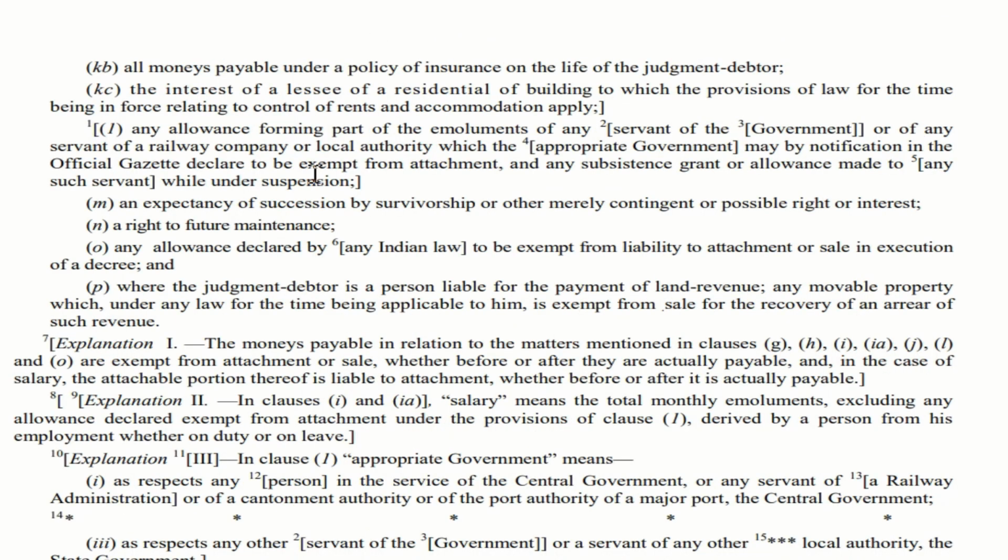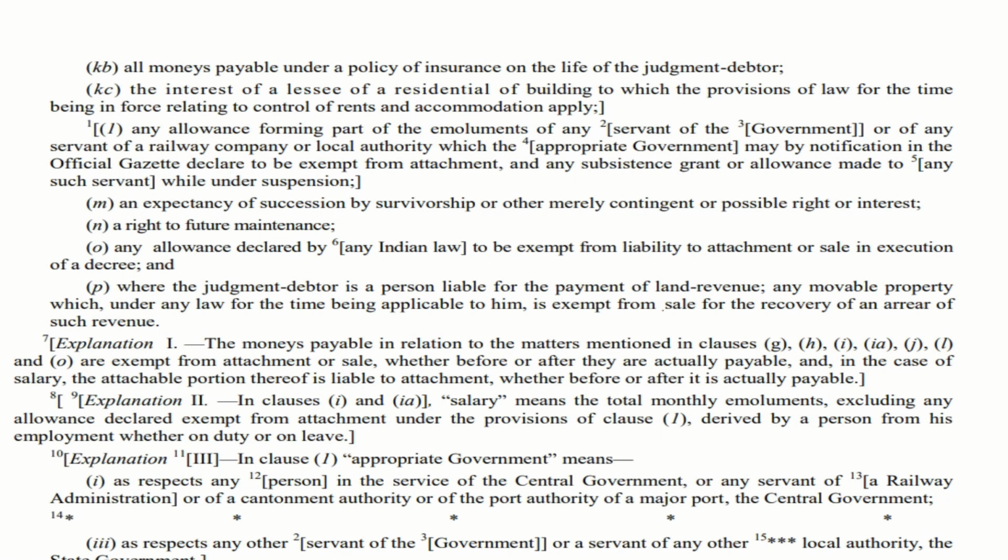If government is saying that a particular allowance cannot be attached, that cannot be attached. And in addition to this, any subsistence grant or allowance made to any such servant while under suspension. So a question can be asked here. If a government servant is under suspension, can his grant or allowance be attached? The answer is no.